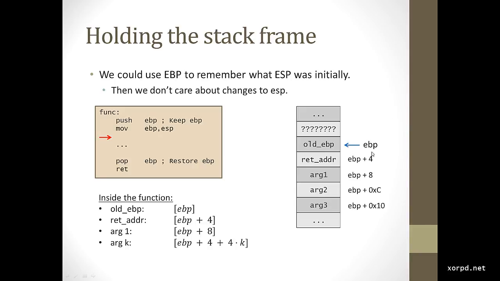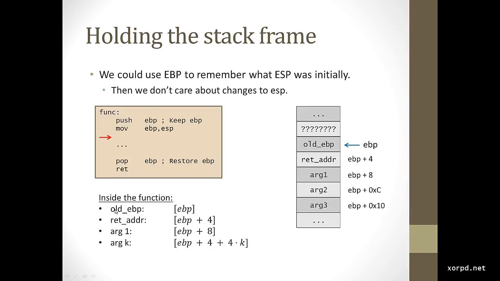If we count from EBP, we get that the return address will be at location EBP plus 4, and the first argument will be at location EBP plus 8. The second one will be at location EBP plus C, and the third one will be at location EBP plus 10 in base 16. So this is something that you have to remember. If I wake you up in the middle of the night, you should know those numbers.